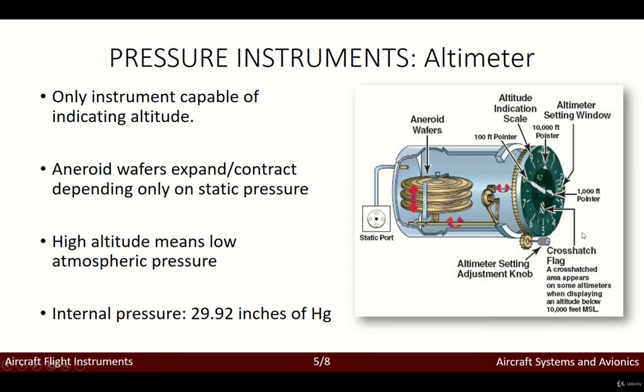So we're basically calibrating this instrument to indicate 0 when we are at 0 altitude with respect to sea level. So whenever we go up, the pressure will go down, and so the wafers will move in a way that indicates exactly how the altitude is moving, okay?